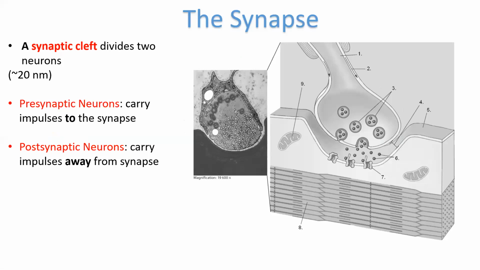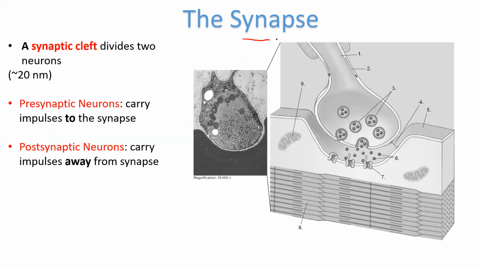In the last tutorial, we talked about how a nerve impulse travels along an axon. We call that axonal transmission. Now we want to talk about synaptic transmission. Well, first of all, what's a synapse?